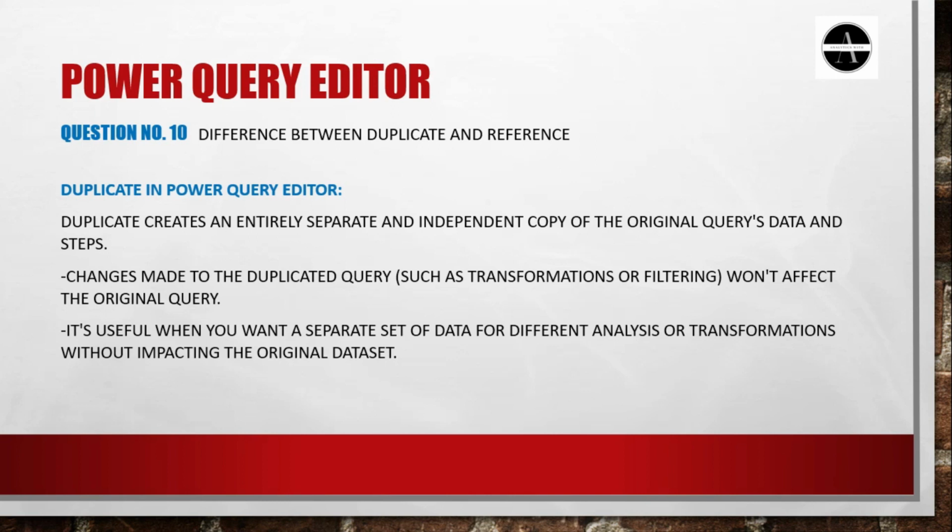Duplicate creates an entirely separate and independent copy of the original query's data and steps. Changes made to the duplicate queries won't affect the original query. So whatever transformation and filtering we are doing in this duplicate, it will not affect the original query. It is useful when you want a separate set of data for a different analysis or transformation without impacting the original data set. So sometimes we have to do normalizations. We create fact tables and dimension tables. That time we use this duplicate query option.